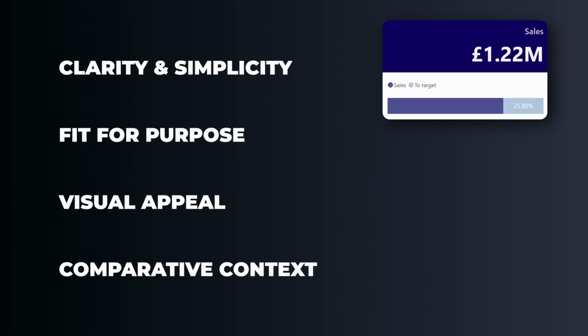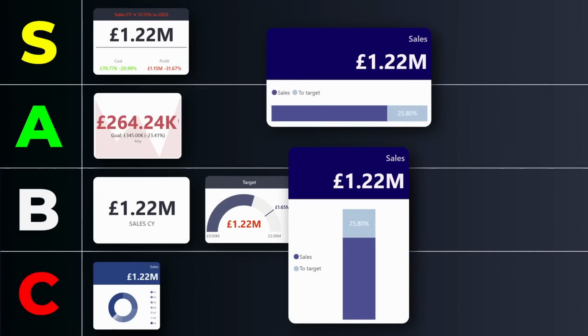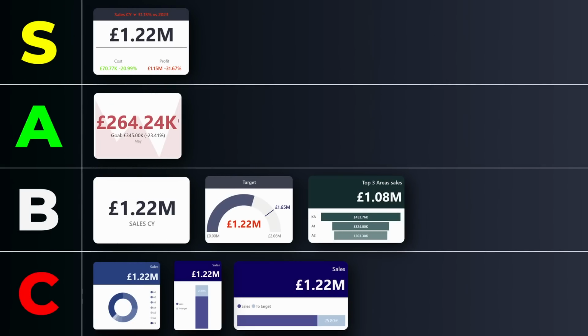And next we have 2 which are pretty much the same. 100% stacked bar chart and 100% stacked column charts. They are both simple, they do have visual appeal, and they do provide comparative context. But I've only found them useful as target KPIs. So I will have to put them next to the donut chart.